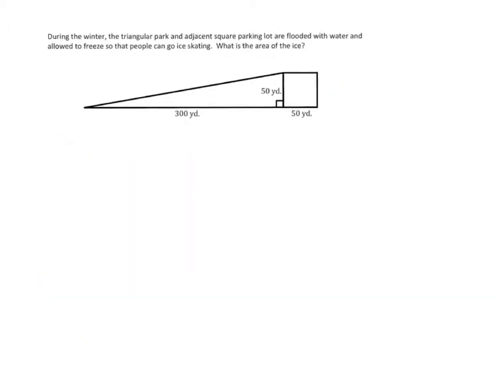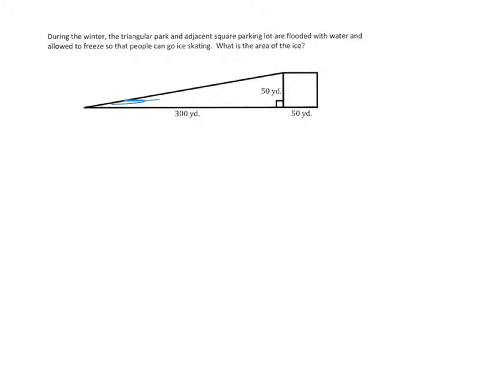Number 2 says during the winter the Triangle Park and adjacent square parking lot are flooded with water and allowed to freeze so that people can go ice skating. What is the area of the ice? So the ice, it says that Triangular Park and square parking lot are flooded with water and allowed to freeze. So the whole thing is ice, okay, not just the square.